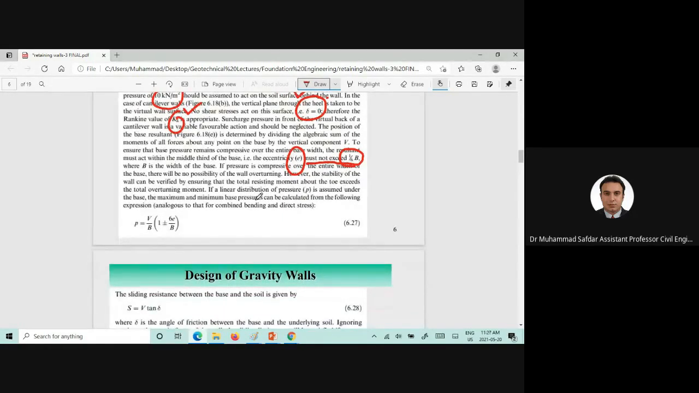Okay, now the eccentricity. We will also find out the eccentricity, and we need to make sure that the eccentricity should lie within the middle third and must not exceed the B by 6 value. And I will explain that as well in the coming slides. Now, if we want to find out the overturning stability of the retaining wall, we need to compare the resisting moment, and we also need to compare the overturning moments as well.